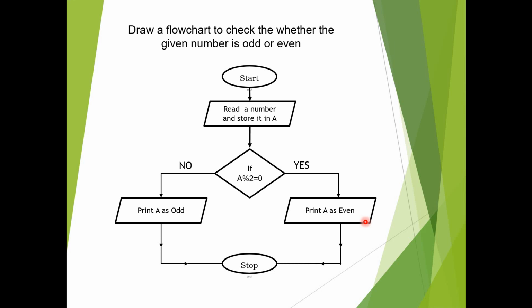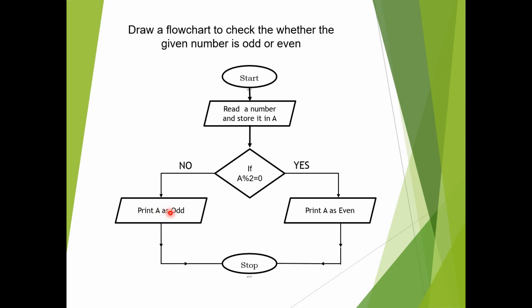Clear children? Clear? Now suppose 5 divided by 2. 5 is divided by 2. 2 2s are 4. 5 minus 4, what is the remainder? 1. So that it becomes an odd number because the remainder is not 0.